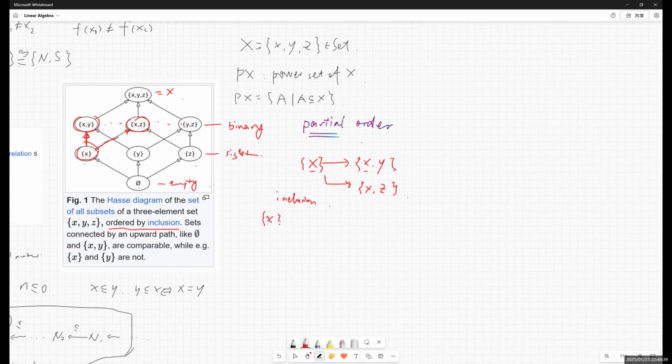But X can be injected into X itself. So this is the reflexivity. And we can compose, like the empty set can be injected into X, and X can be injected into XZ, and XZ can be injected into XYZ. So the empty set can be compositely injected into XYZ. Okay, so this is a partially ordered set.